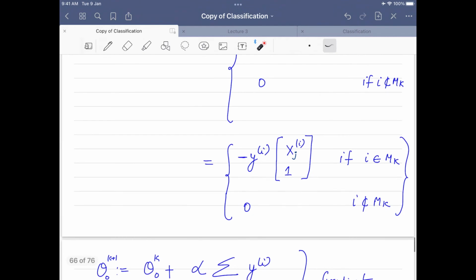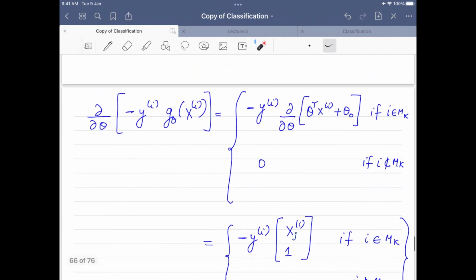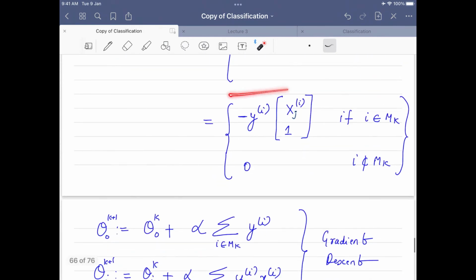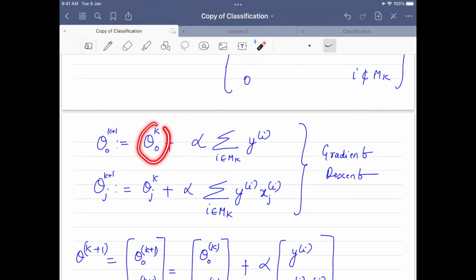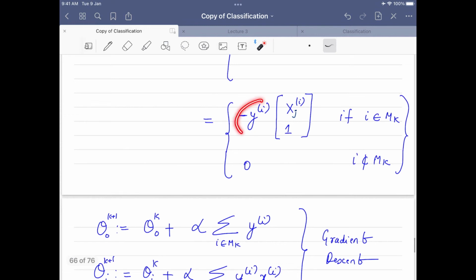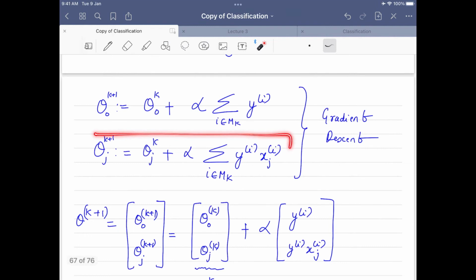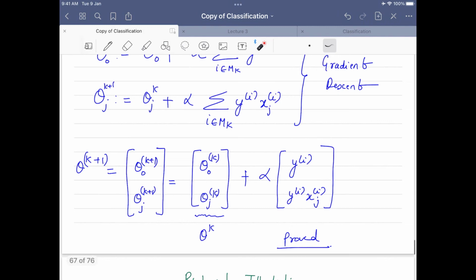Now you have this expression, which is the derivative of this cost function with respect to theta. You can plug it back into the equation, and what you will get is this. In this you can see theta 0 corresponds to theta old plus alpha times y_i. And then for all other values of theta you will have this expression. You can combine these two in matrix form, and what you get is this expression given over here.